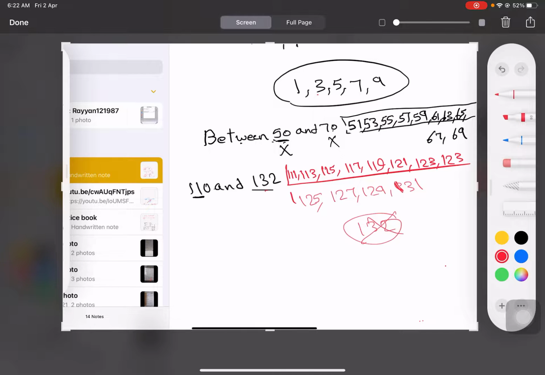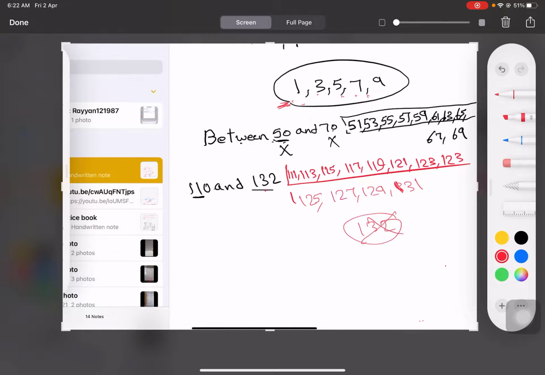So my numbers will be 111, 113, 115, 117, 119. You are going to put in the ones place one of these digits. You are going to put in the ones place one, starting from this, put one of these digits in the ones place, okay?